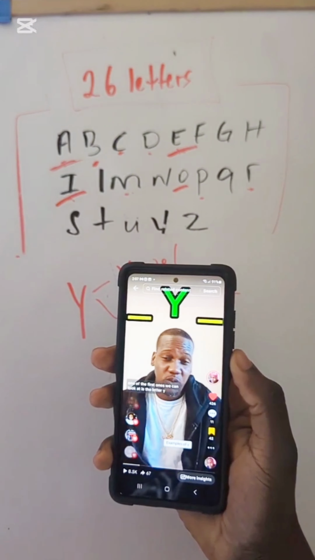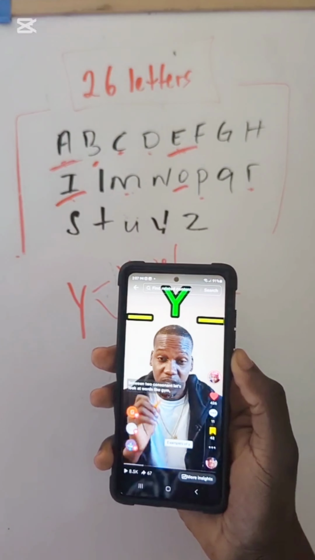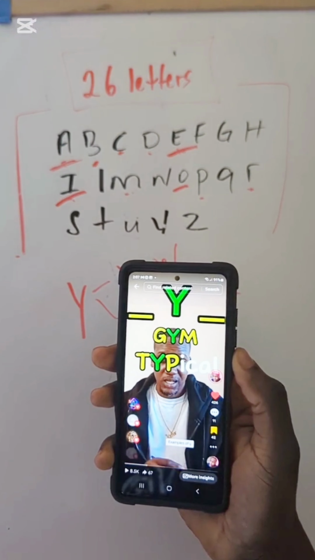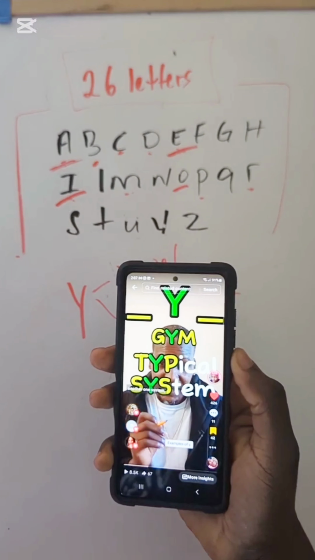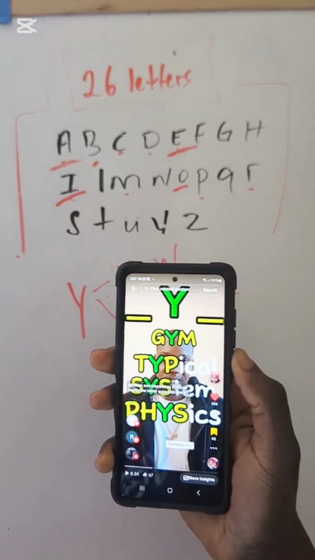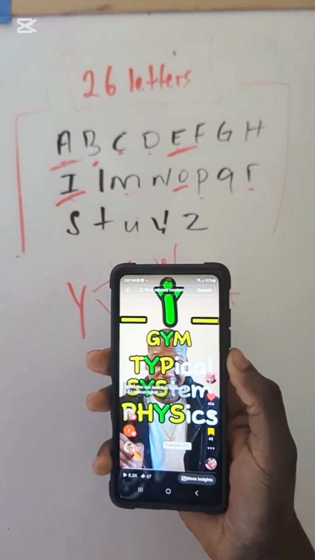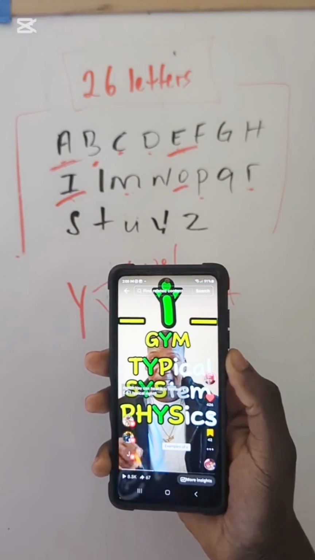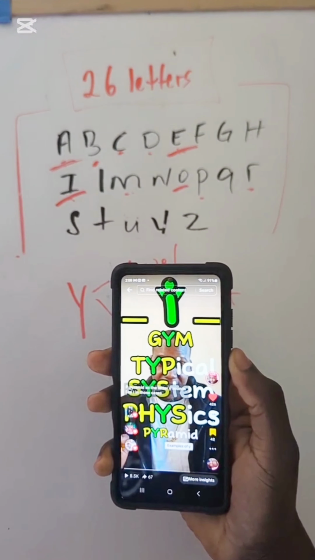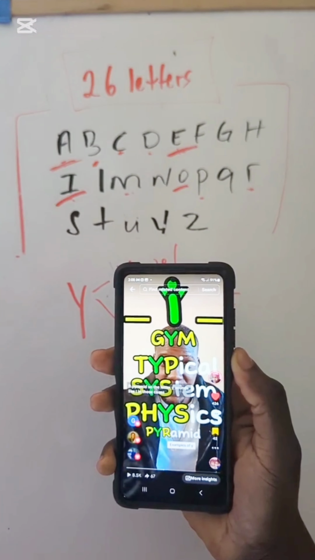One of the first ones we can look at is the letter Y between 2 consonants. Let's look at words like gym, another one typical, another one system, another one physics. So in those words, the letter Y sounds like an I, right? You can hear it in system, typical, right? Pyramid. So the letter Y sounds like I in those cases.